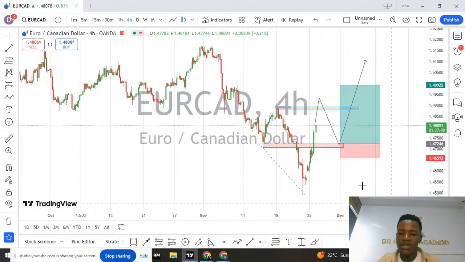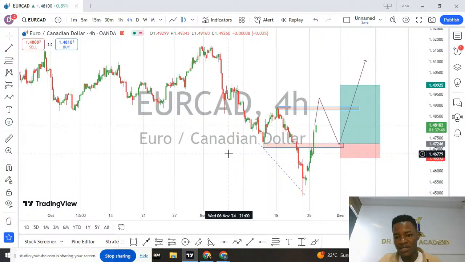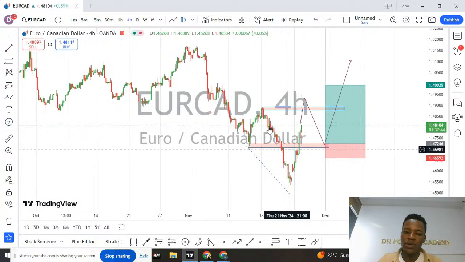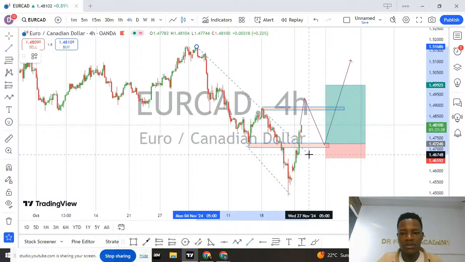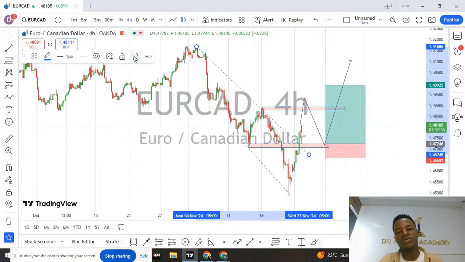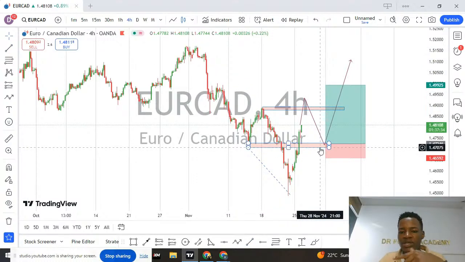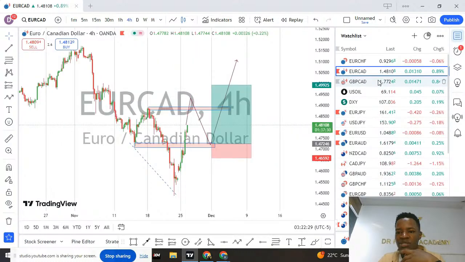So this is the only setup we'll be looking for on Eurocard, such a scenario on Eurocard. Okay. And one thing, let's see, I think the market has broken, there's a trend here. Yeah, it will still fall under this area. So this is the only buying zone we can have on Eurocard. So we go to the next pair, GPP card.